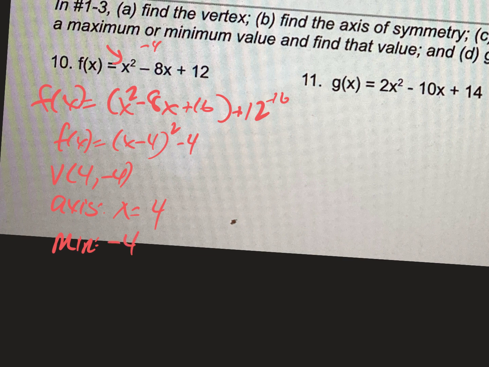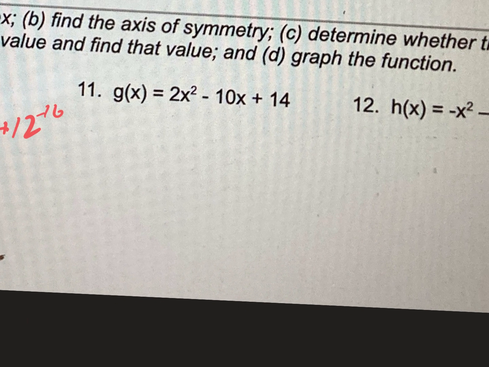And it says graph. If we're going to graph this, we're going to go to 4, negative 4. And we're going to draw a graph going up. And for now, for us, good enough. All right, number 11. Number 11, do the other way. It depends on which way you like better. I'm going to do negative b over 2a.